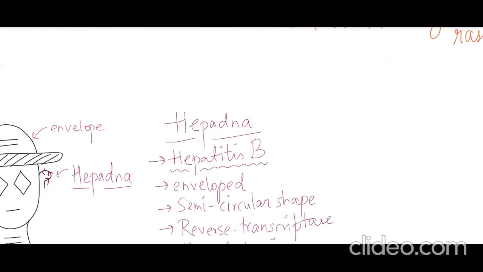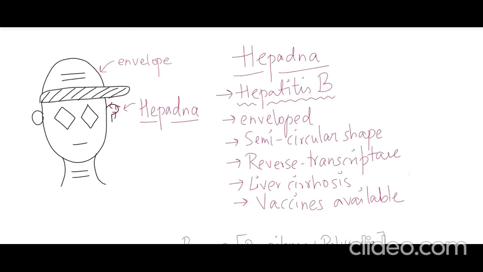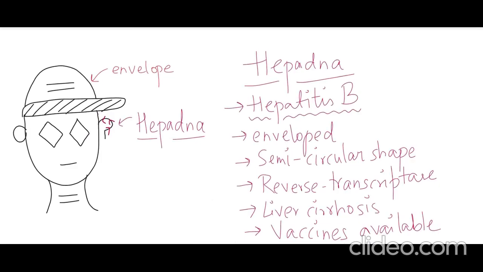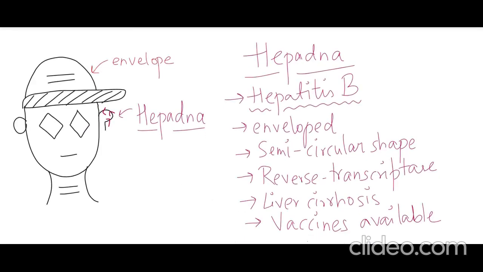Moving on, we'll talk about the last of our DNA viruses that is going to be enveloped, which is hepadna. The only thing that we need to know about hepadna is hepatitis B. This is the only type of hepadna we need to understand, and as it is below the cap, it is going to be enveloped. You can see the shape. It is going to be semicircular in shape and it uses reverse transcriptase as depicted by the arrow. It can cause liver cirrhosis, but luckily there are vaccinations available.